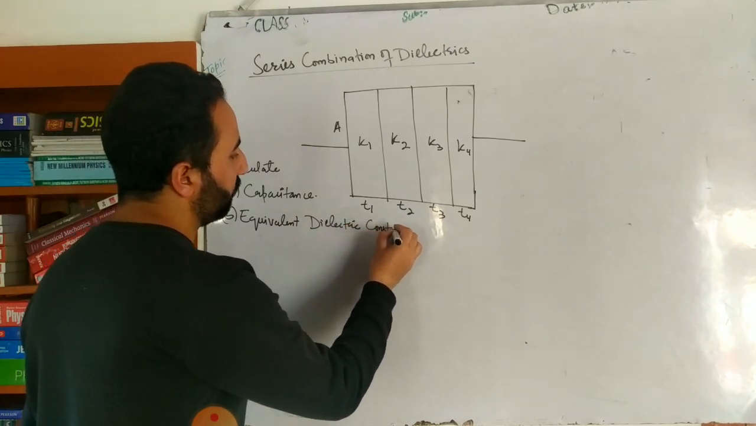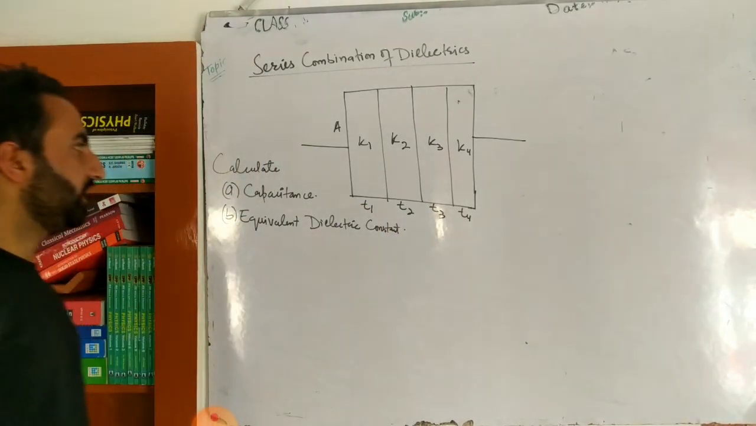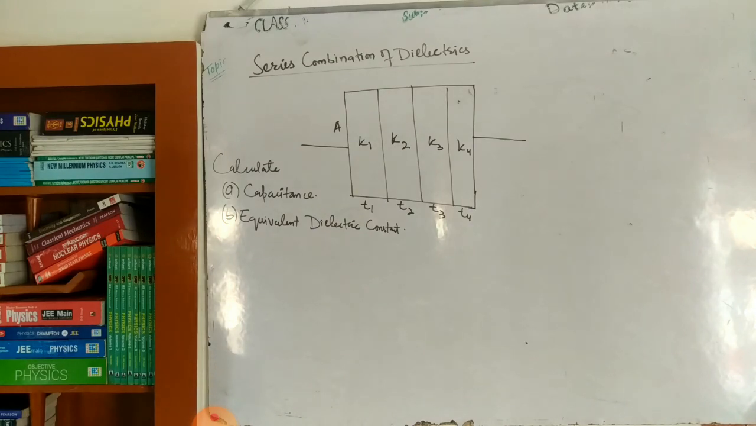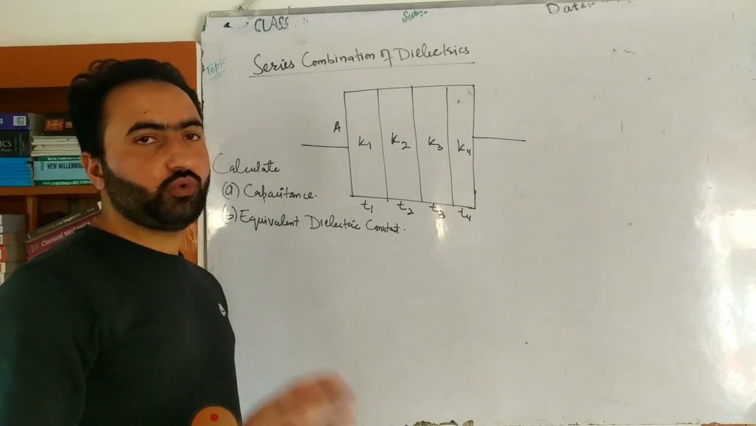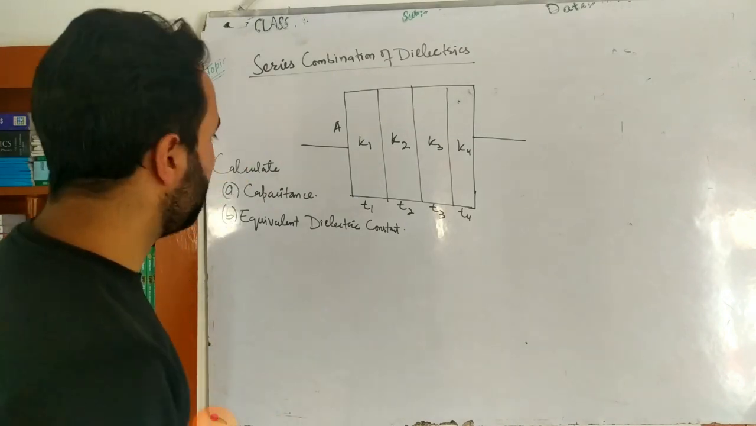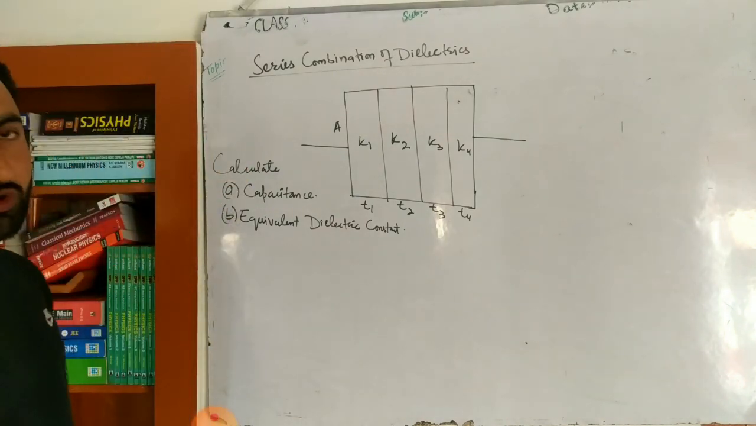Equivalent dielectric constant. So let's try to calculate the equivalent capacitance and the equivalent dielectric constant. Okay, so exactly the same procedure. We have to essentially calculate Q divided by V, which is called capacitance. So step number one is, first of all, let's calculate the electric field.